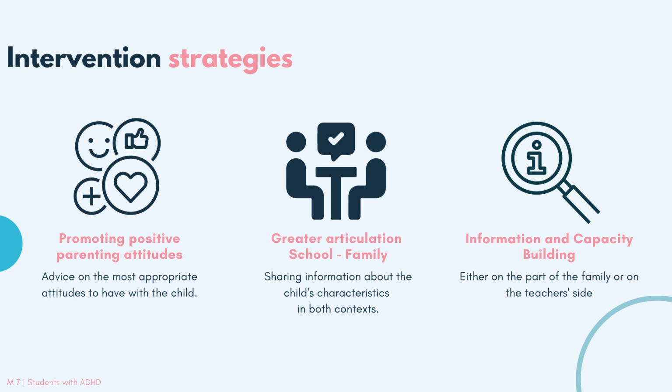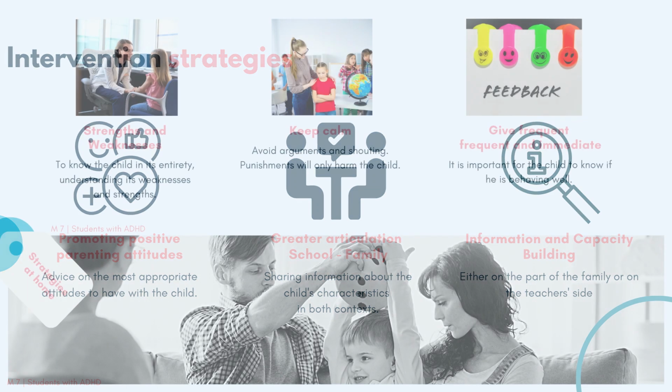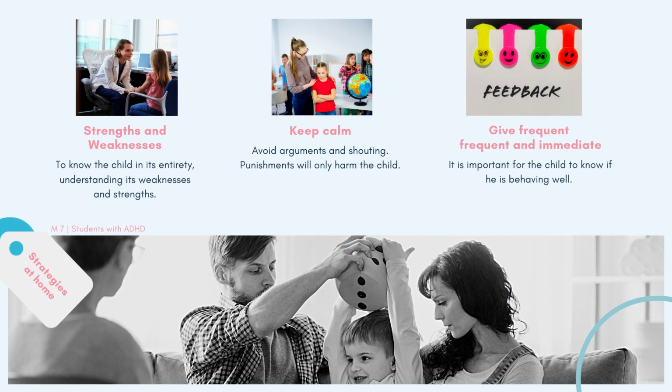We highlight some strategies to adopt at home. Understand the child's strengths and weaknesses. To do so, it is fundamental to know the child in its entirety. Accepting him or her as he or she is the starting point for understanding him or her. Parents should remain calm, avoiding moments of discussion with the child. If the child does something wrong, they should not shout. It is important to understand that shouting or punishing are behaviors that do not work and will only harm the child.